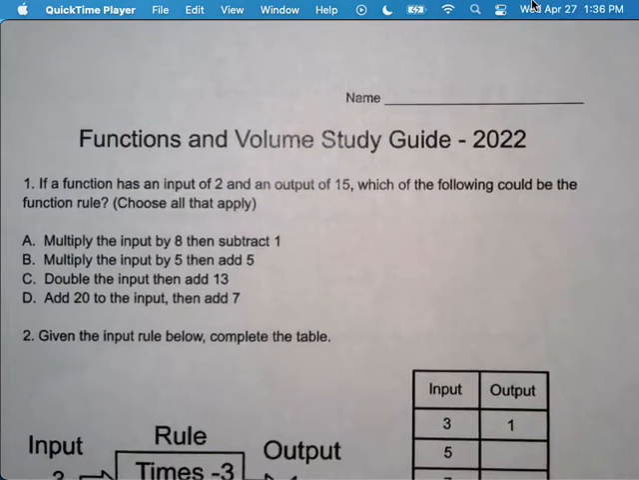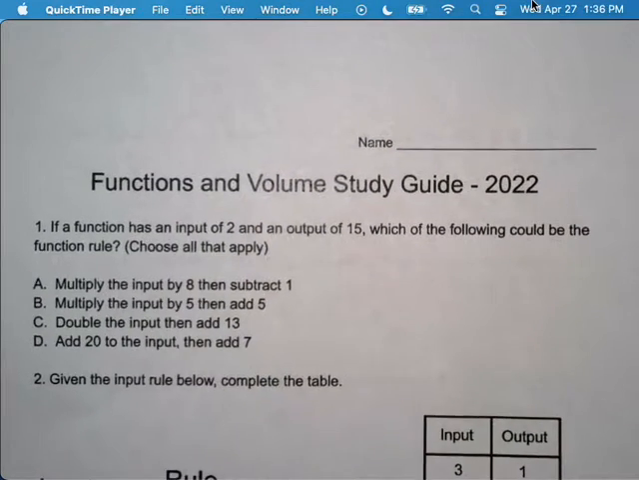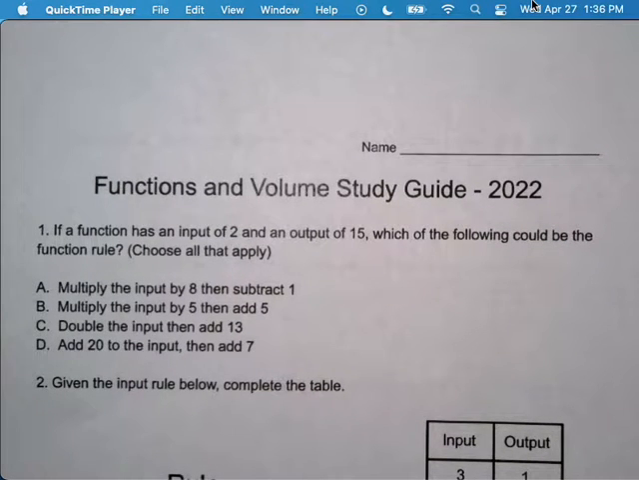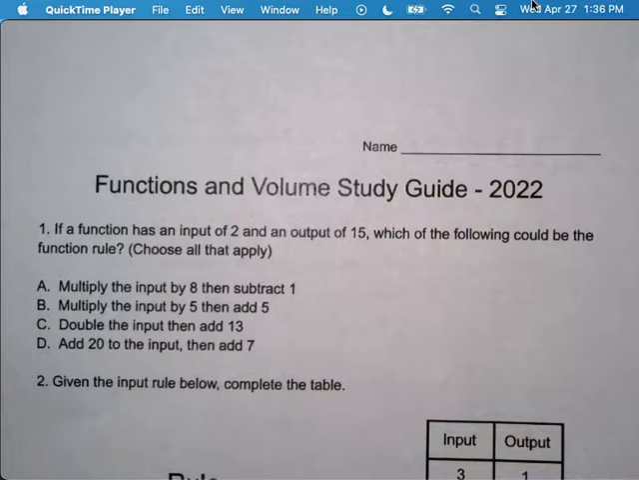this study guide will look very similar to what the test looks like. Same types of questions, same progression through the test and everything. Of course, just for the most part, the numbers and details of the questions are different.